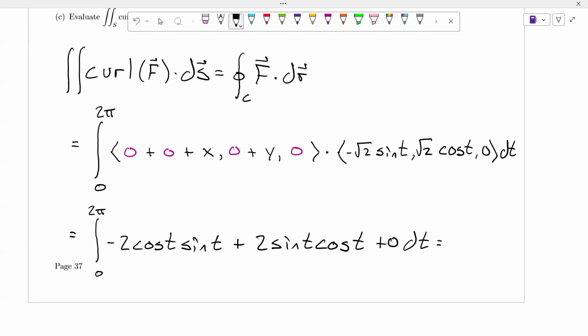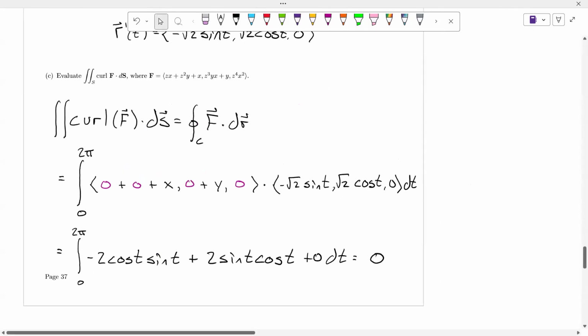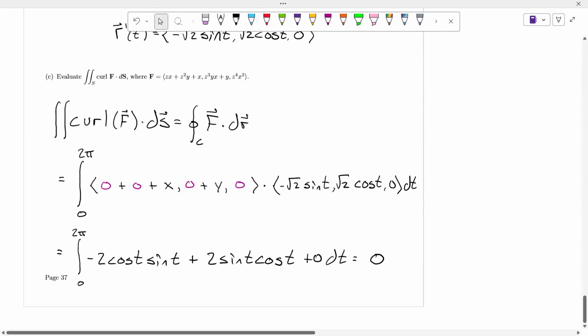And hey, look, negative 2 cosine t sine t plus 2 sine t cosine t. That inside bit is 0, so the integral of 0 is 0. Almost everything went to 0 today. I think next time we'll see even more examples that are going to be just as fun.